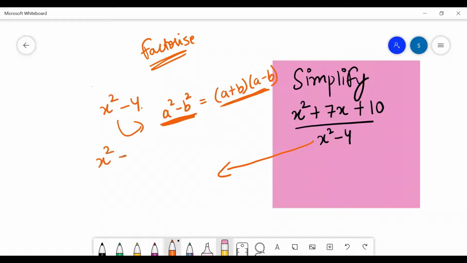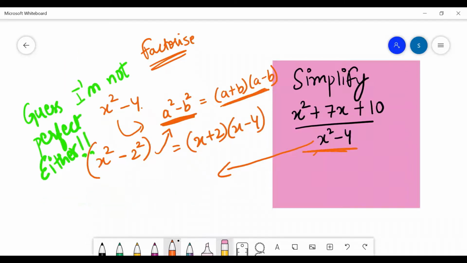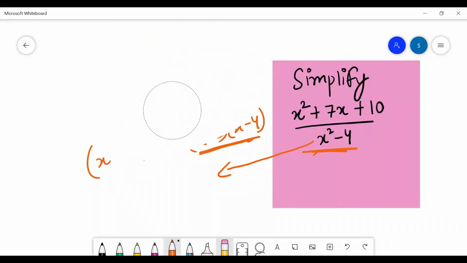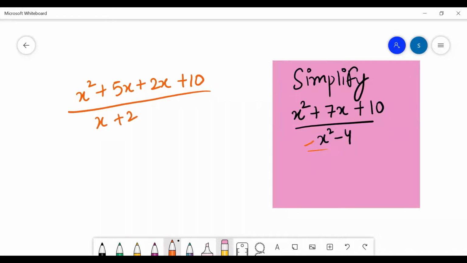So here x square minus 4, I can write it as 2 square, right? So this is of the same algebraic expression, a square minus b square. So I'm just going to split it as x plus 2 into x minus 2. So my denominator will simply be x plus 2 into x minus 2. So let me write all of that together. I will get x square plus 5x plus 2x plus 10 in the numerator, and in the denominator I have x plus 2 into x minus 2.